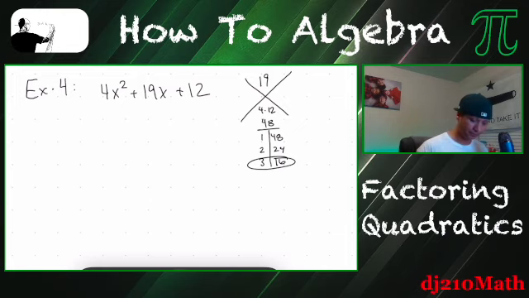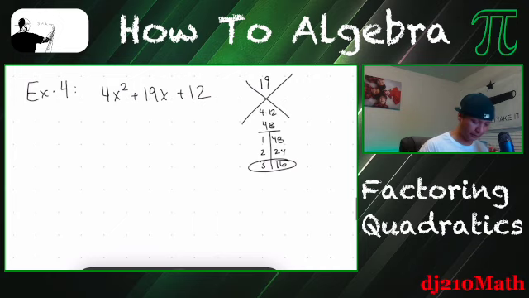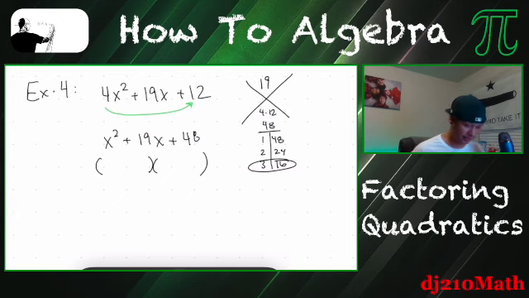So notice we slid this over. So x squared plus 19x plus 48. Looking for the factors of this guy. This is x. The numbers drop right in. Plus 3, plus 16.